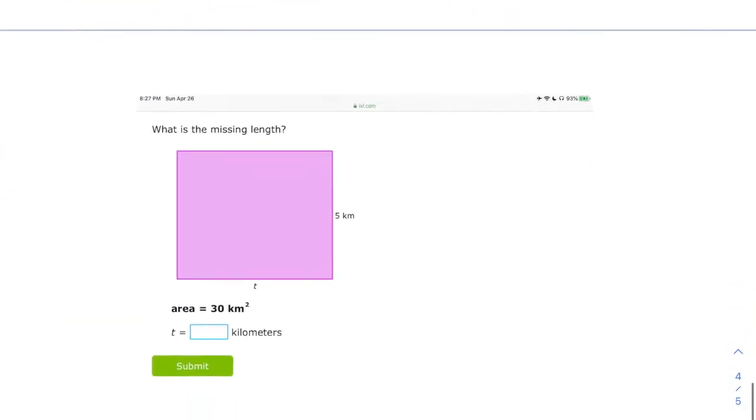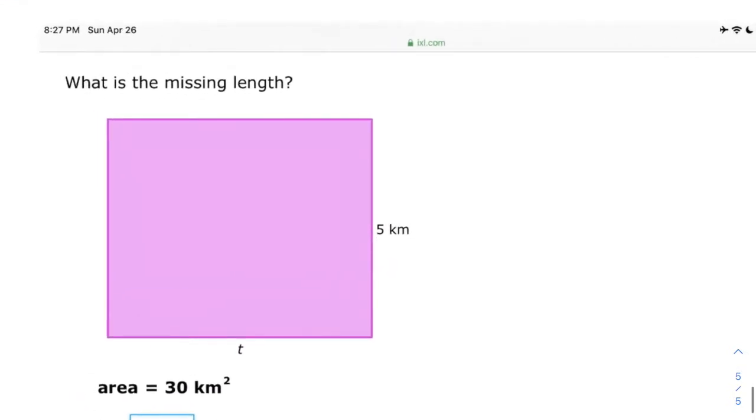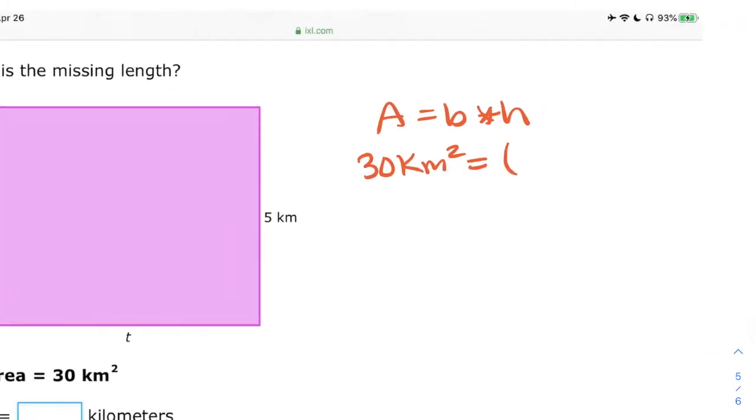All right, the next one, find the missing measure. So in this case, sometimes they'll give us the area, and what we have to do is work backwards to find out what the missing value is. So let's write our equation. Our equation is area equals base times height. And they give us our area, which is 30 kilometers squared. And we don't know our base, but they do give us our height.